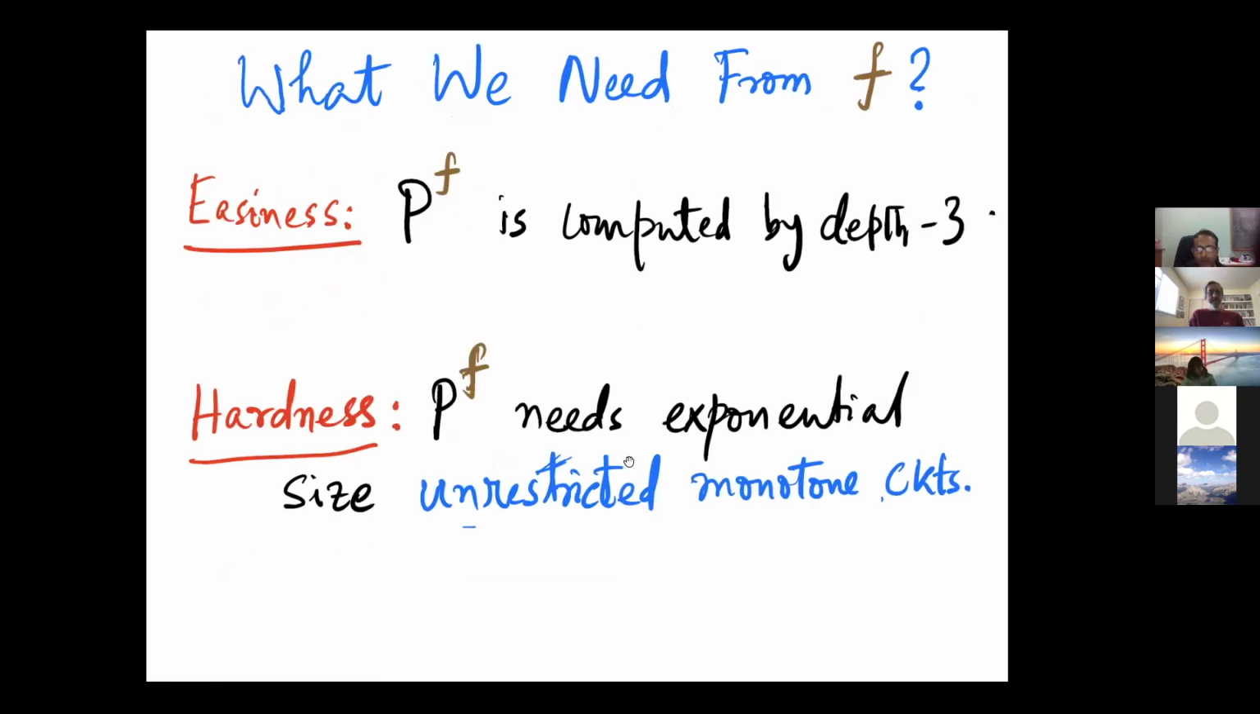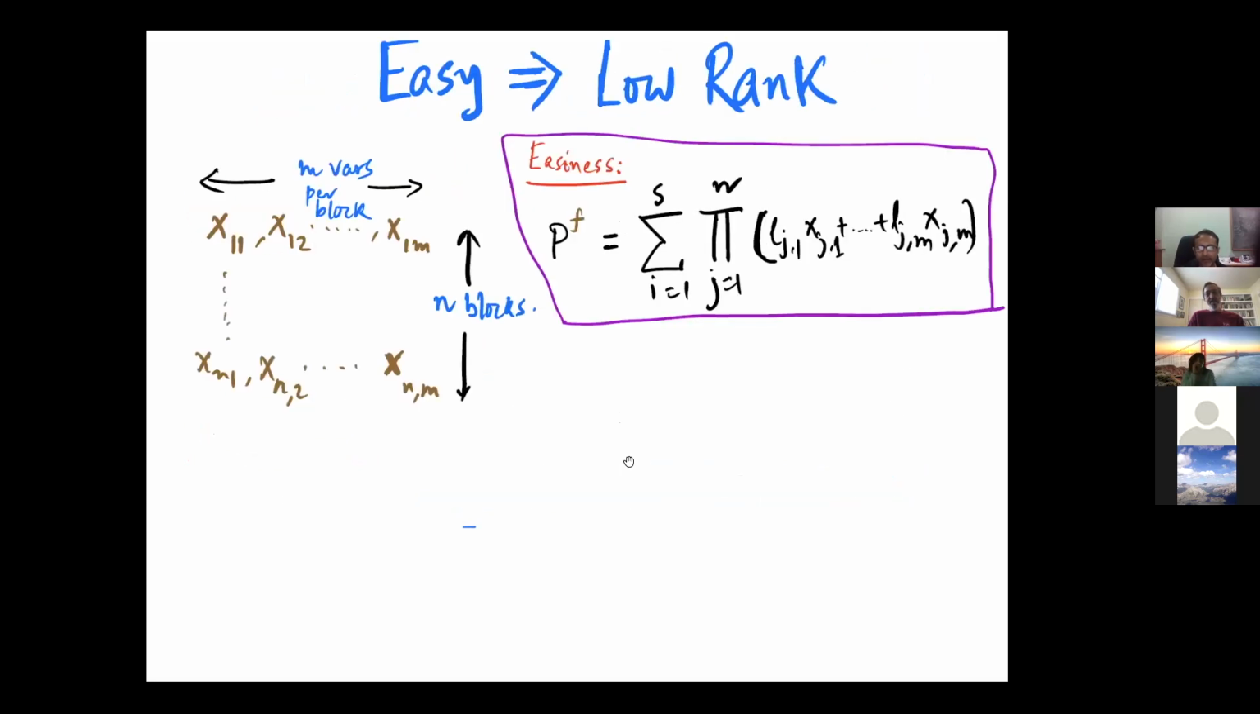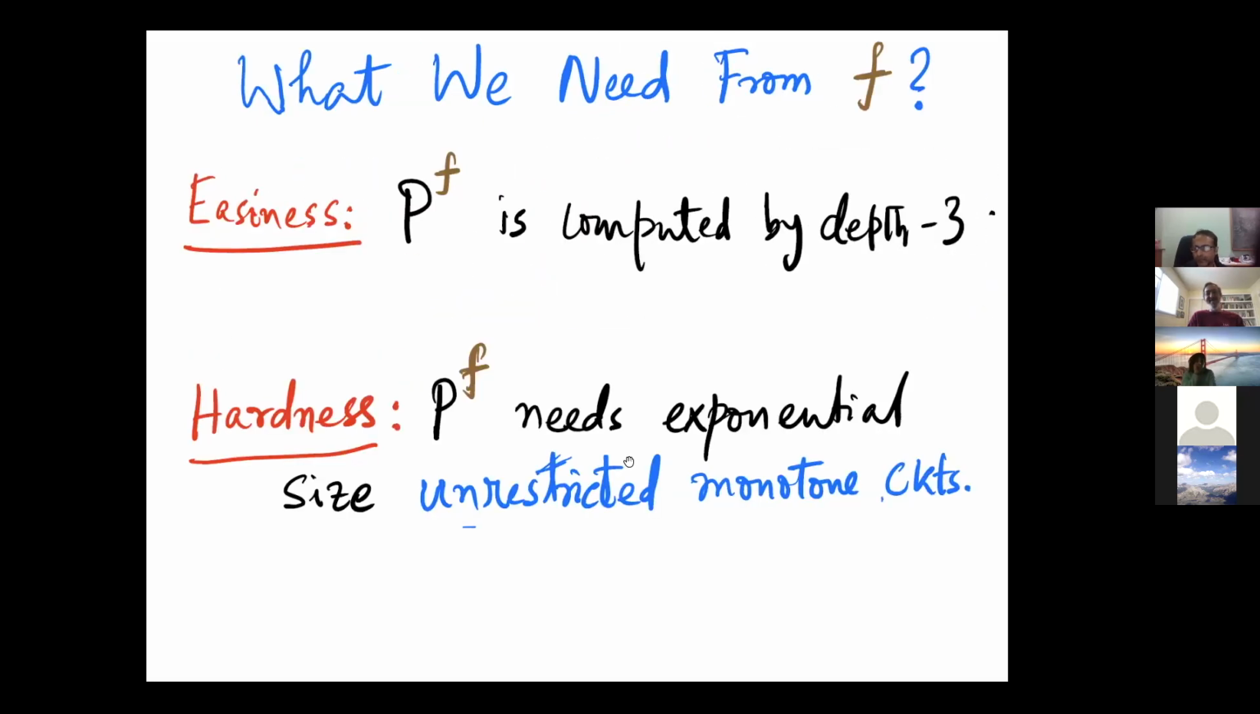And what do we need from f? Remember, my ultimate aim is to show that there is some f such that p of f is easy for depth 3 circuits, and at the same time, p of f needs exponential size unrestricted monotone circuits. These are, of course, opposing goals. In one way you want to make it easy, the other way you want to make it hard. You also want it to be monotone.